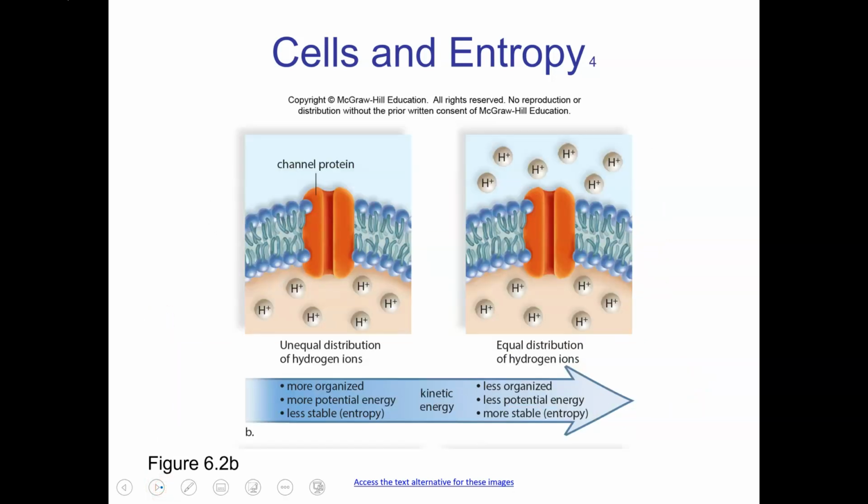And one more example. Here we have the plasma membrane. Here we have hydrogen ions on one side of the membrane and none on the other. This is much more organized, with a lot of potential energy, and less stable. Here we have hydrogen ions on both sides, less organized, less potential energy, but much more stable.